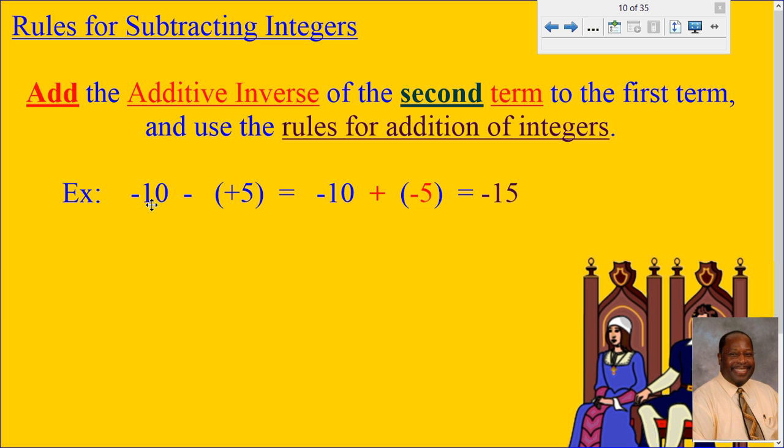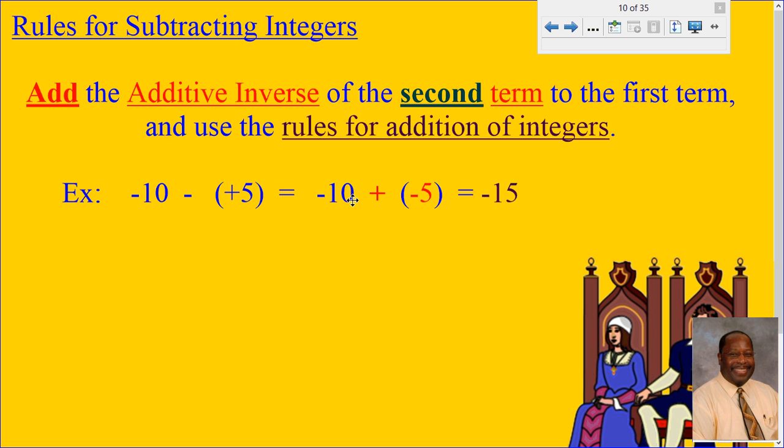So here's an example. Negative 10 minus positive 5. We're going to change that to an addition problem. So we're going to keep negative 10 the same, but the second term, we're going to change to its opposite, or additive inverse. So this is going to be an addition problem now. So instead of minus, we're going to have an addition sign there. And the second term, which was positive 5, is changed to negative 5. So now we're going to use the rules for addition on this problem, negative 10 plus negative 5.